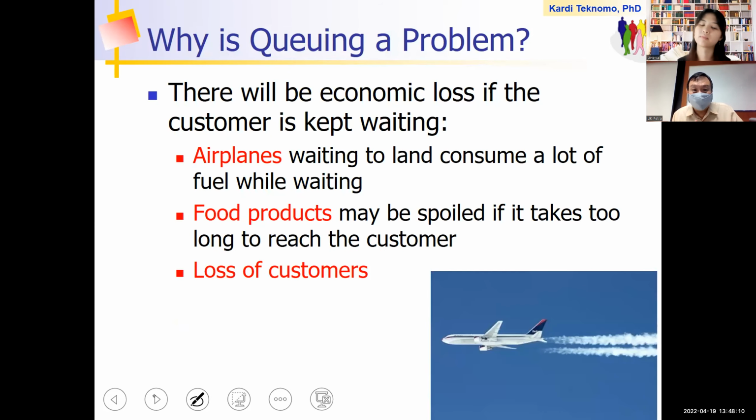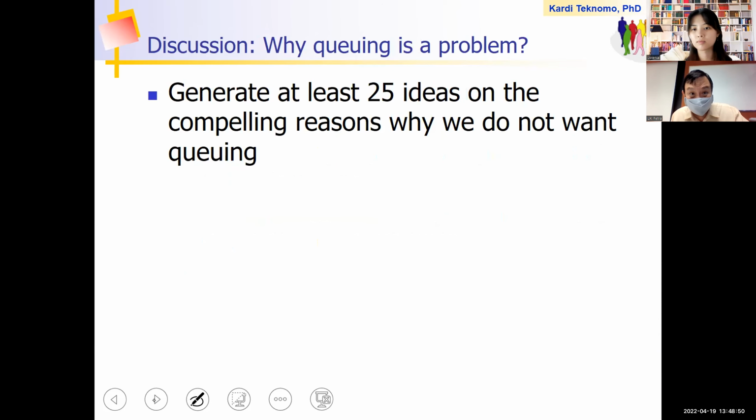So why is queuing a problem? Economic loss. Okay? If the customer is kept waiting, for example, the airplane waiting to land will consume a lot of fuel while waiting, right? That costs. The same with food product, maybe it spoils. It will take too long to reach the customer. Or loss of customer is loss of opportunity for doing business. So these are the possible economic losses because of queuing, right?